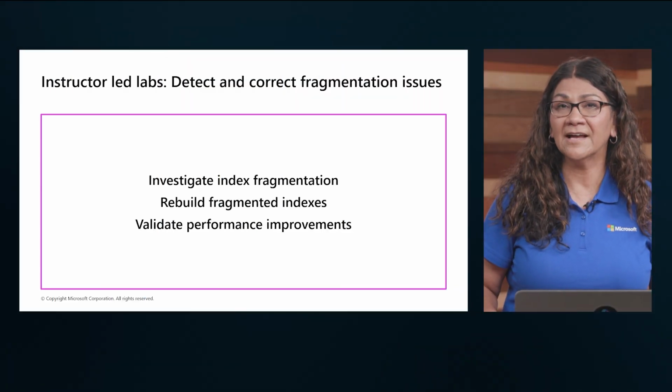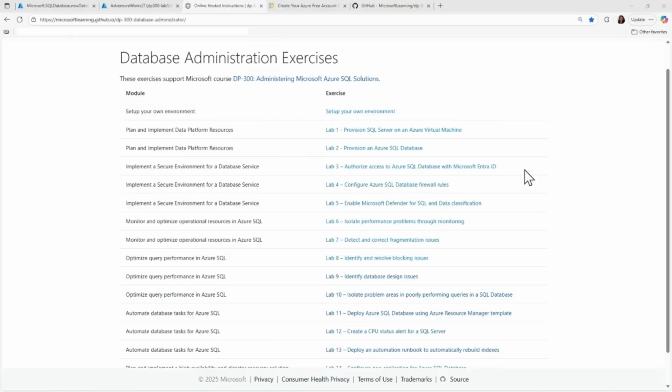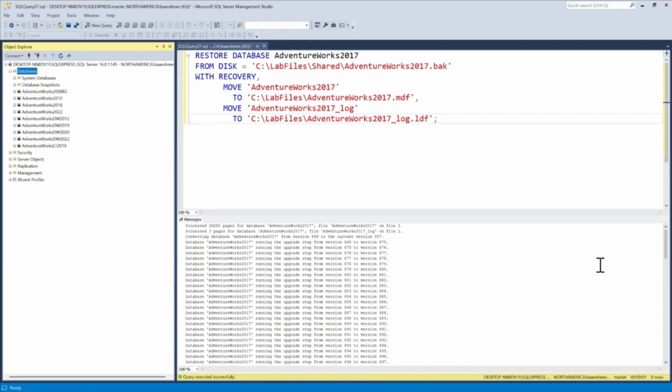Now let's see how to detect and correct fragmentation issues. So join me in Lab 7, Detect and Correct Fragmentation Issues. This lab kicks off in our Management Studio. What I've done already is restore our AdventureWorks 2017 file. This is a typical file that you can download as a sample file from the AdventureWorks website. It also is a lab file, so you should be able to get access to it.